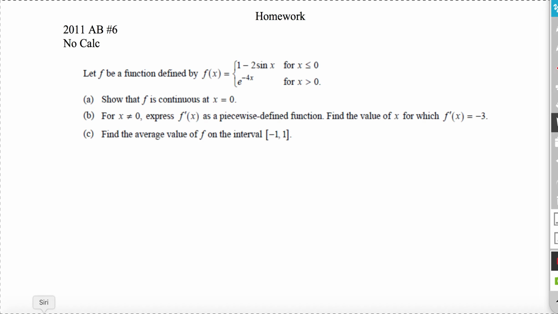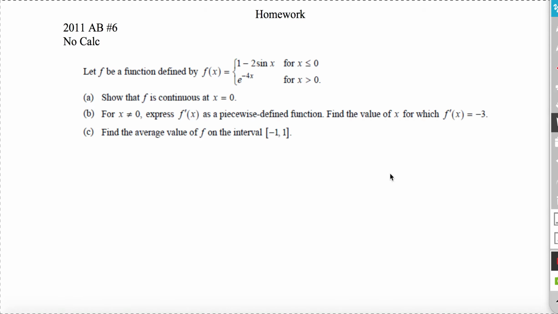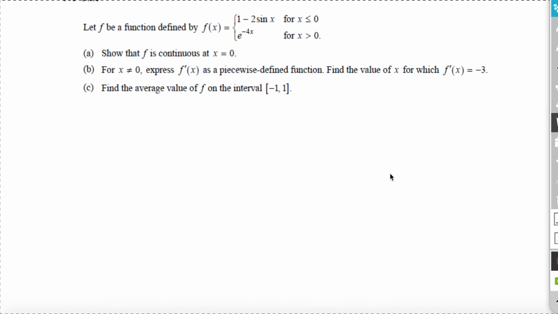All right, so we're going to take a look at the free response question that was part of the homework for AP review number 1. It mixes in a few ideas, some around continuity, some around derivatives, some around integrals. All right, let's take a look at the problem.